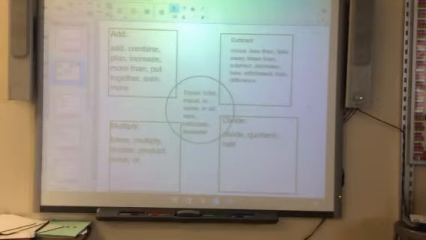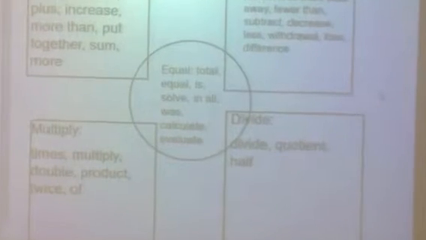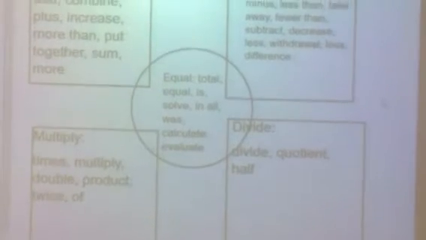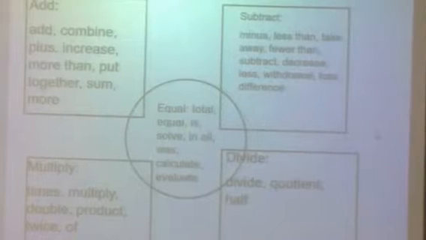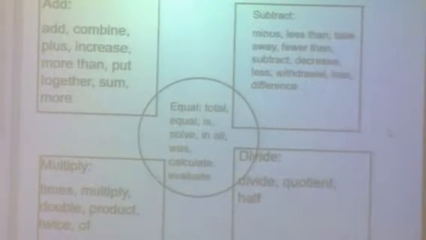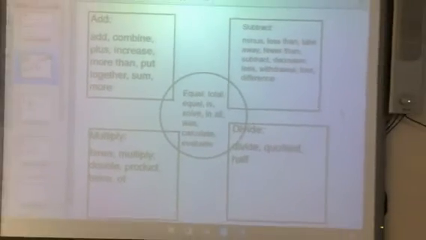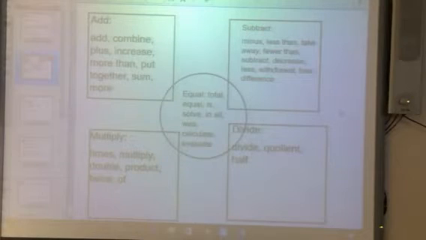The equal part, we have total, solve, in all, calculate. Multiply, pretty simple: times, multiply, product. And divide is divide, quotient, half. Again, take your sheet and check it.